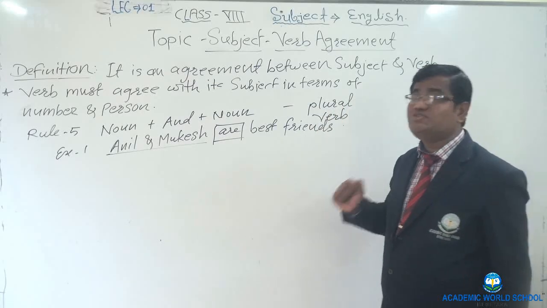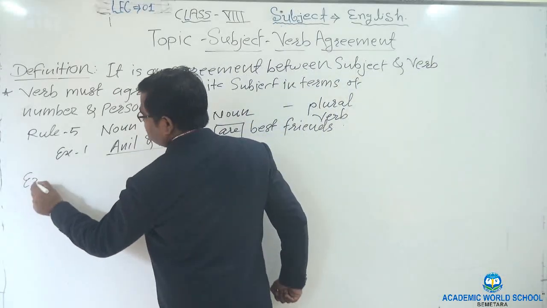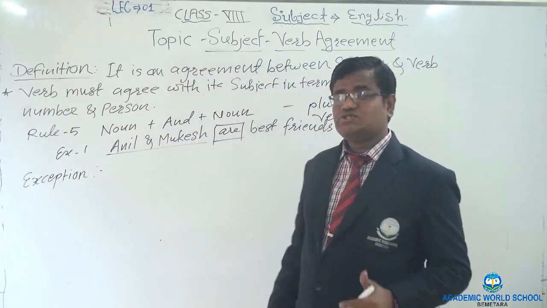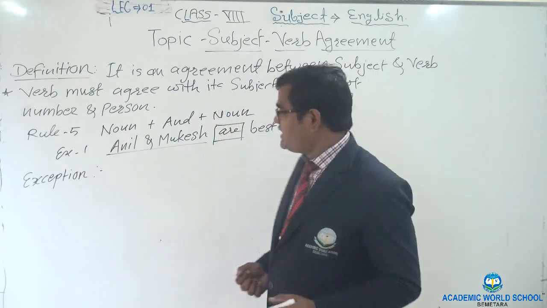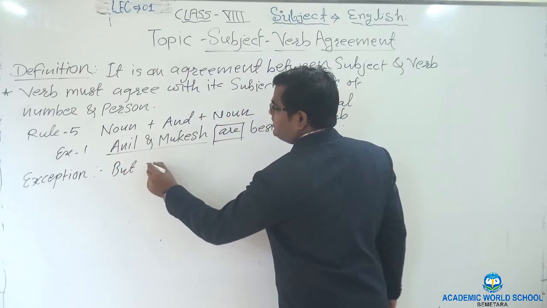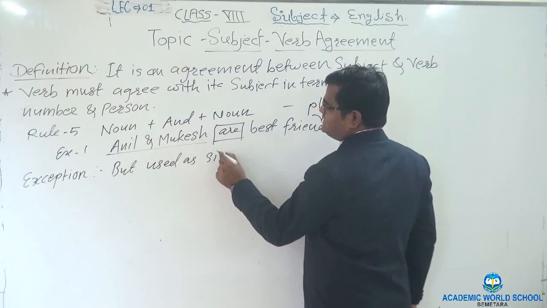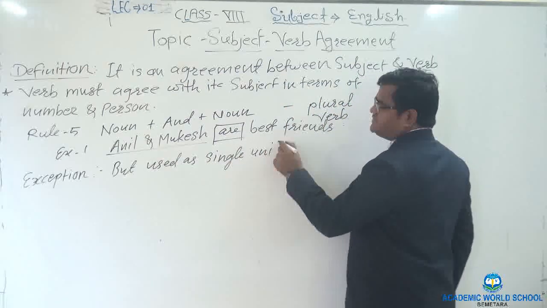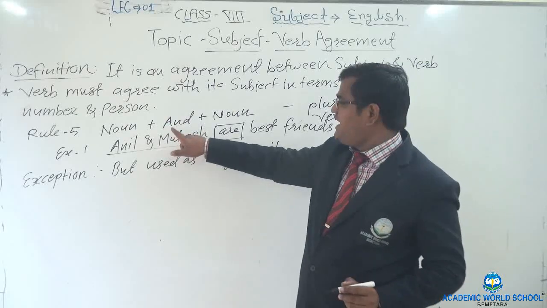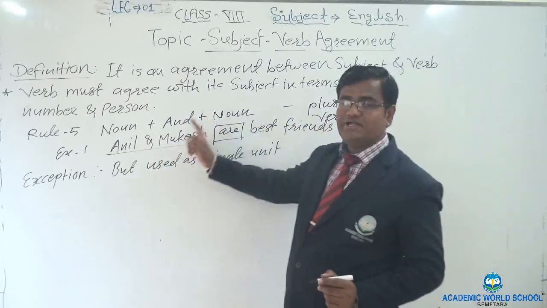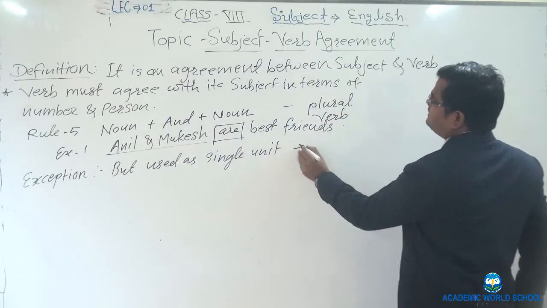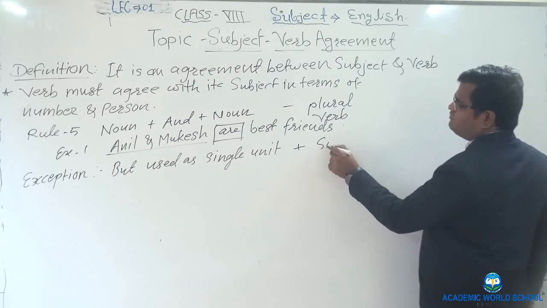But there is one exception to this rule. The exception says when these two subjects are joined with "and" but used as a single unit, it is just a continuation of the first rule, that when two subjects are joined with "and," then it becomes plural. But if both the subjects are joined with "and" but used as a single unit, then the verb used is a singular verb.